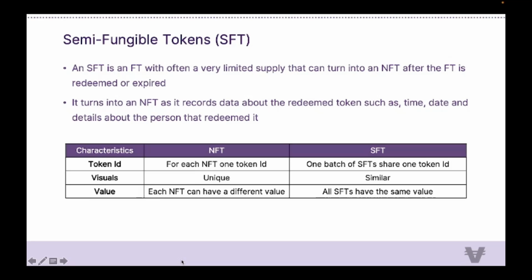So to compare the SFTs with NFTs, the NFT has for each token one token ID, while with the SFT, a certain amount, so one batch of semi-fungible tokens, shares one token ID. And because they all share one token ID, they all look the same and have the same value. While the NFTs are unique, and each NFT can have a different value if, for example, rarity is one feature that impacts the value, while that is, of course, not the case within an SFT.